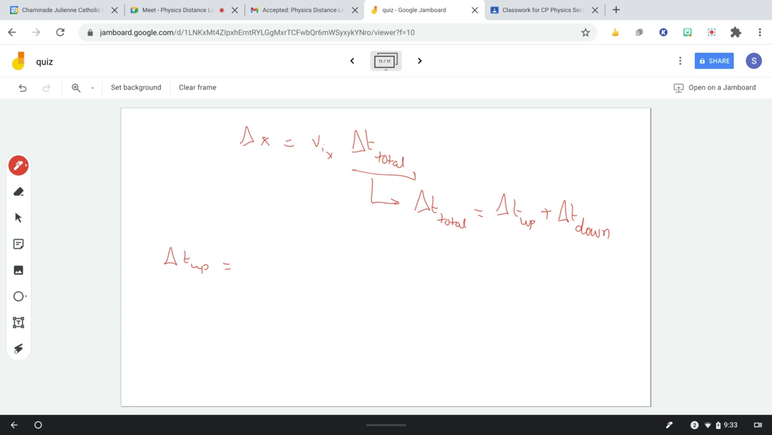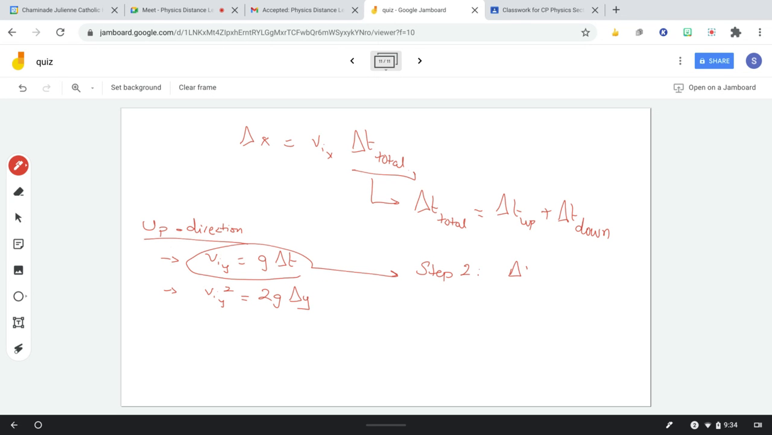Right. So you've got two equations from the up direction projectile equations. One is Viy equals g delta t, and the second one is Viy squared equals 2g delta y. Since we're looking for time, we'll use this first equation. So step two was to find delta t up. Delta t up is given by Viy divided by g, or 5 meters per second divided by 9.81, and you would get 0.51 seconds for the answer.